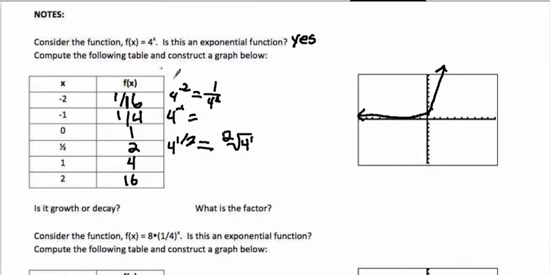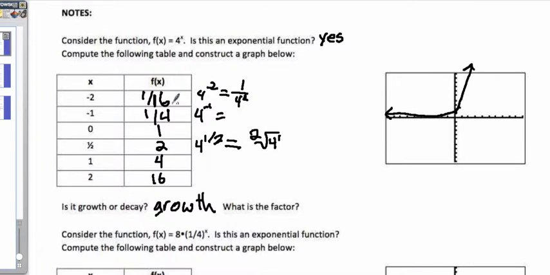So is this one growth or decay? Well, as the x's get bigger, the y's are getting bigger. So this is growth. And what is the factor? What is this increasing by? Well, as we go up by 1 over here, we end up going up by times 4. So up by 1, times 4. Up by 1, times 4. So our factor is 4, which also happens to be the base. So whatever b is going to be our factor.